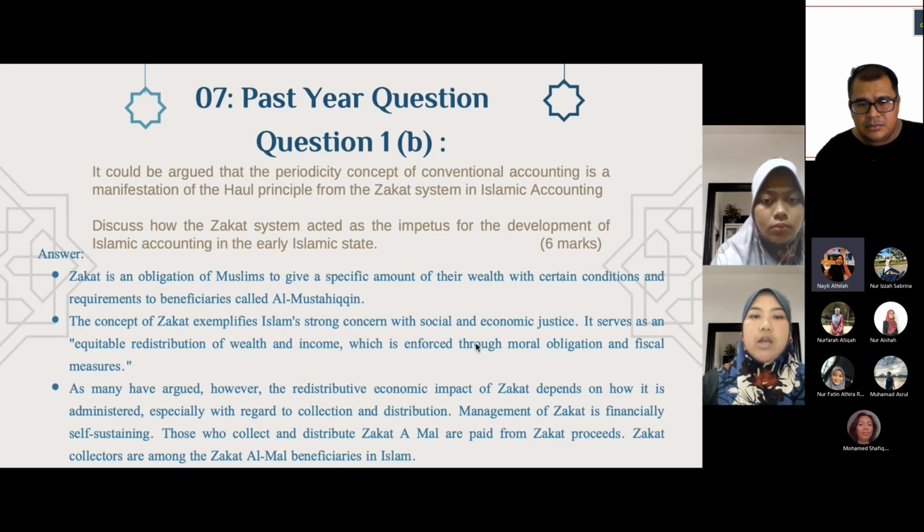As many have argued, however, the redistributive economic impact of Zakat depends on how it is administered, especially with regard to collection and distribution. Management of Zakat is financially self-sustaining. Those who collect and distribute Zakat al-Mal are paid from Zakat proceeds. Zakat collectors are among the Zakat al-Mal beneficiaries in Islam.